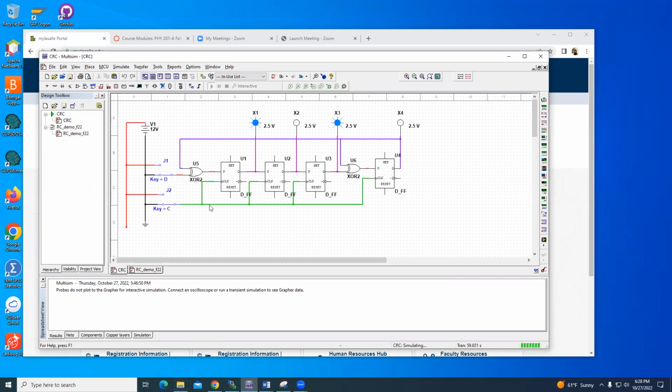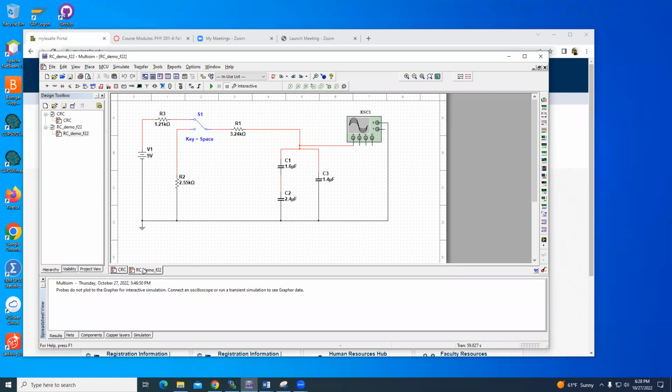Okay. Let's see, RC still on. It is. Turn it off so I can turn this one on. Okay, so this is an RC circuit, some combination of resistors and capacitors. And let's do the simulation part, and then we'll do the theory part.